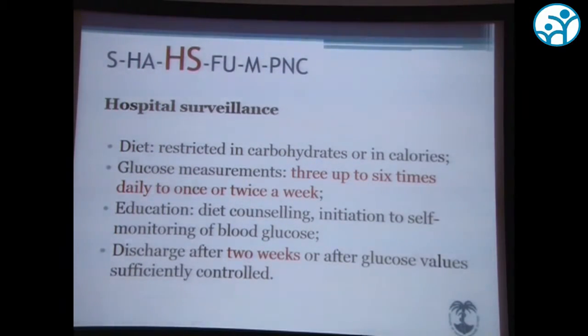When we looked at the hospital surveillance of those women who have been admitted, we could see that women were put on a diet that has been restricted in carbohydrates or in calories. Glucose was measured as often as 3 to 6 times daily, to as little as once or twice a week. Women received education such as diet counseling, initiation to self-monitoring of blood glucose, and generally women were discharged after 2 weeks or after the glucose values were sufficiently controlled.